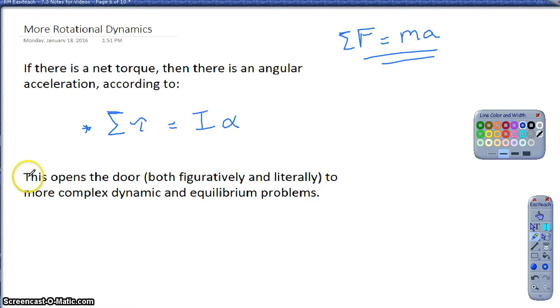And then of course, even though you're not in class, that does not mean you get to escape my terrible puns here, right? So this opens the door both figuratively and literally, right? Because torque is what causes doors to open.